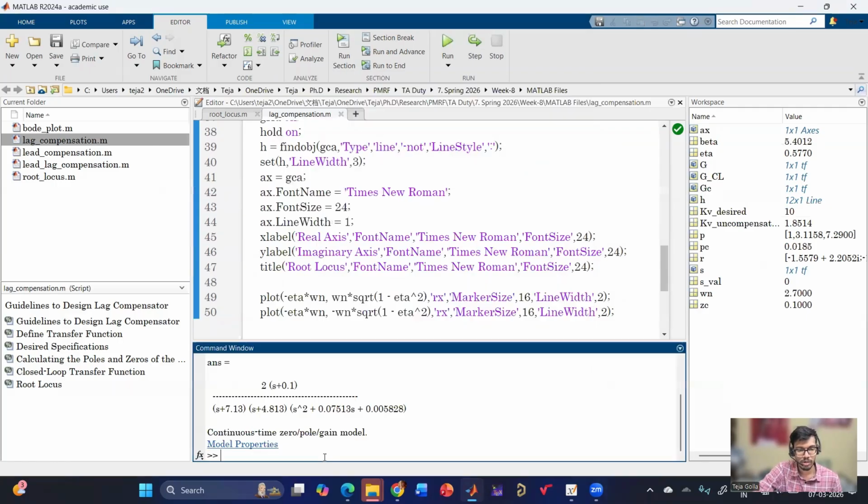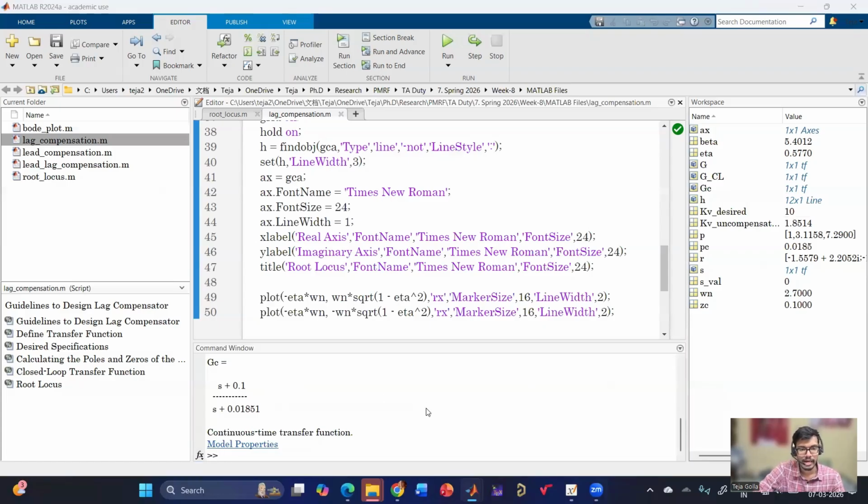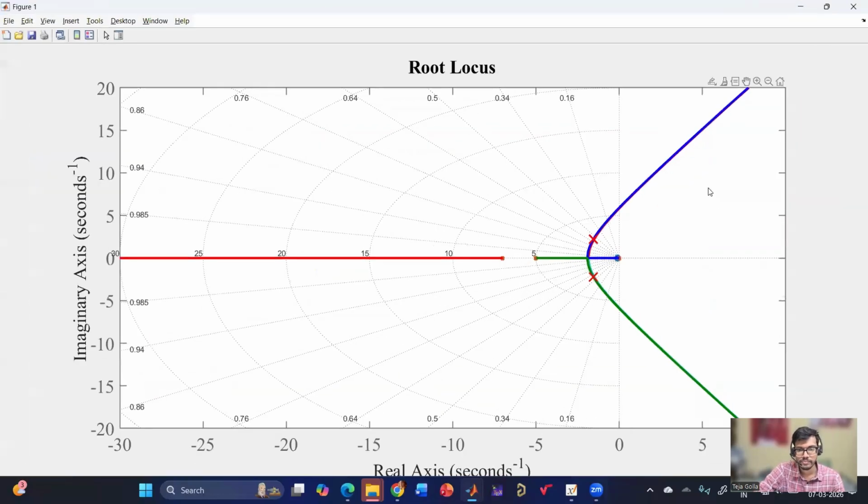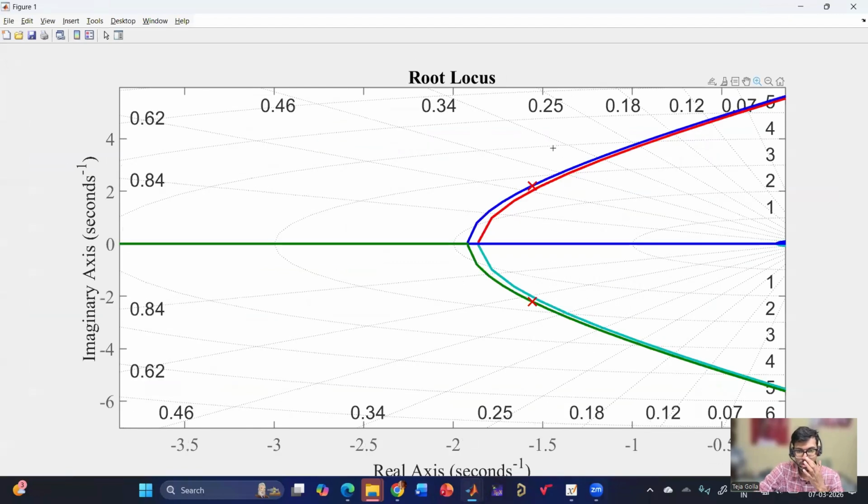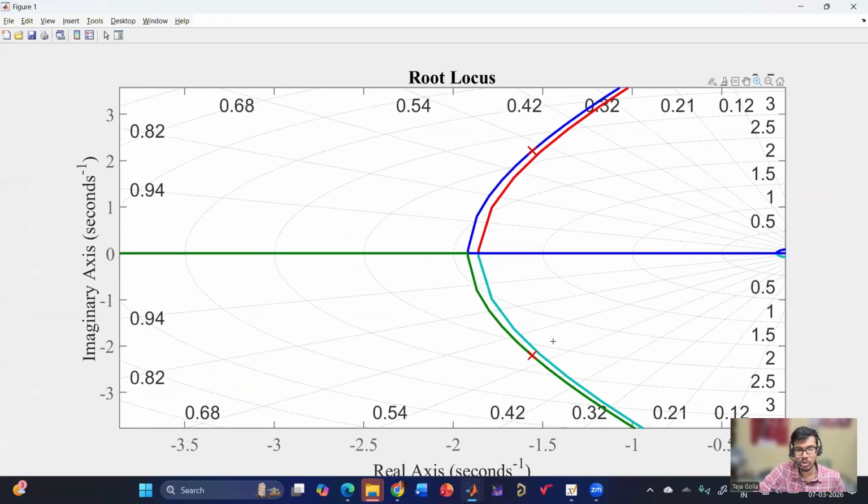Yes. So if I plot the GC, this is my GC. One is 0.1 and this is 0.01851. And let us see. So if you see, there are two plots. The blue color is without the compensation and the red color is with compensation. As you can see, it is not exactly passing through that, but it is very close.